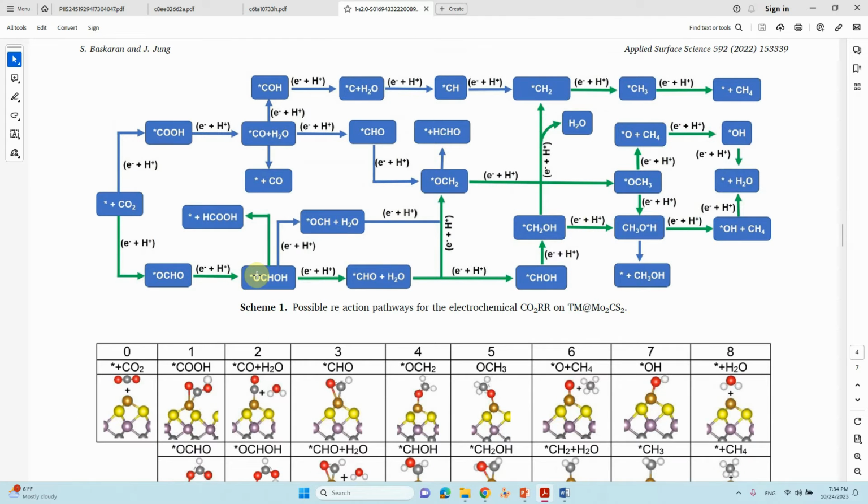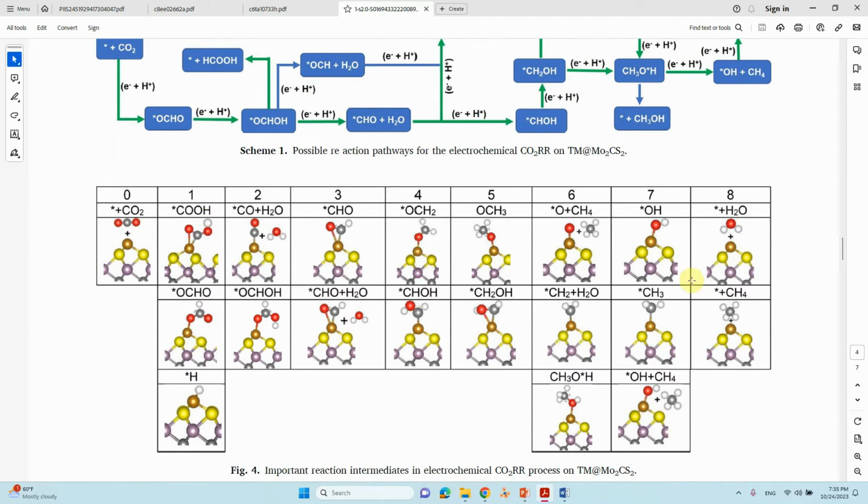So this is the mechanistic pathway. You can see I have calculated different kinds of mechanistic pathways in order to produce methane. Here you can see methane formation, methanol, and also CO and formic acid. These are the different kinds of products you get from CO2 electroreduction. This is the important optimized geometry I have mentioned in this paper. You can also read it, you can understand it easily.